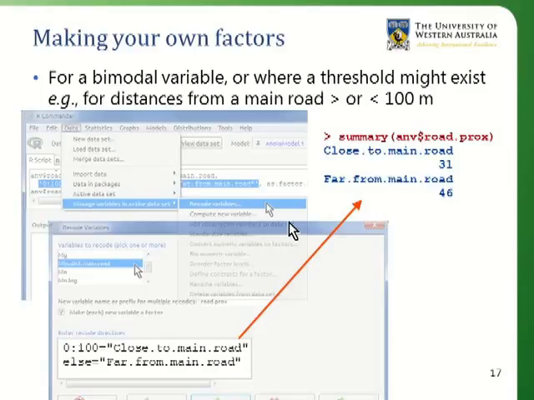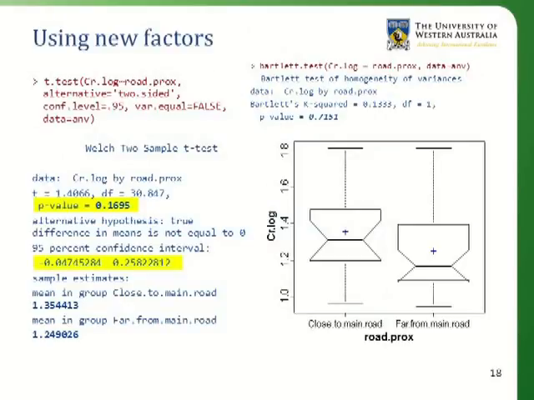So if we click OK on that, we will get a new factor, and it's a good idea to just check that you've got what you think you've got by running a summary. So summary anvil $ road prox, that's the name of our new factor, and it has two groups as we expected: close to main road and far from main road. Pretty intuitive, right? And then we can use our new factor in a mean comparison test.